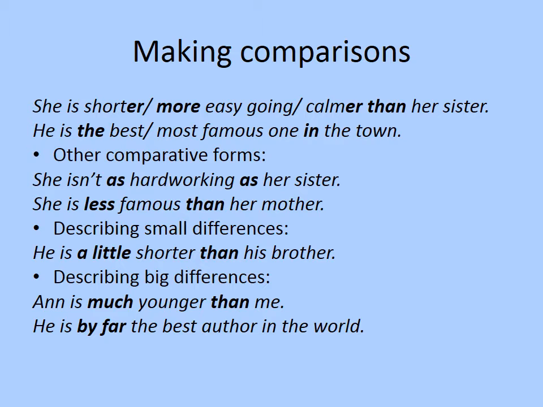Other comparative forms are as, adjective, as, less, adjective, than. For example, she isn't as hardworking as her sister. She is less famous than her mother. When we want to describe small differences between two people or two things, we can say he is a little shorter than his brother. So a little, adjective, than.